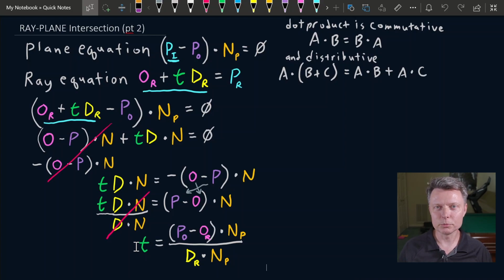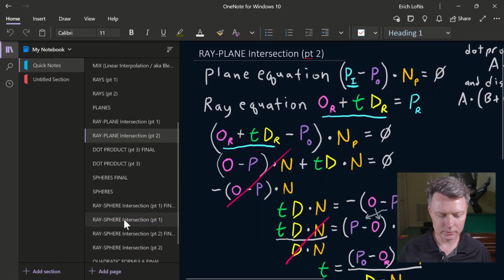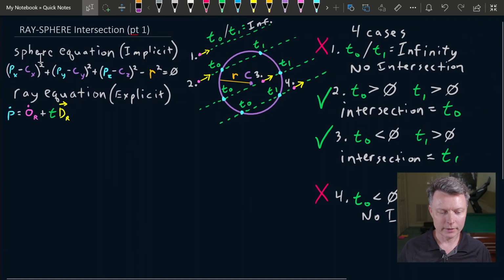And if you're more experienced with mathematics, you might see where this is all going. But let's work through and actually plug the ray equation into the sphere equation and see what happens. So I'll go back to the sphere intersection. So here we have the sphere equation that's implicit, and it does not generate a point, but it just provides a check, and everything should equal 0 if the point P is on the sphere. And then we have the old ray equation that's explicit, and that always generates a point.